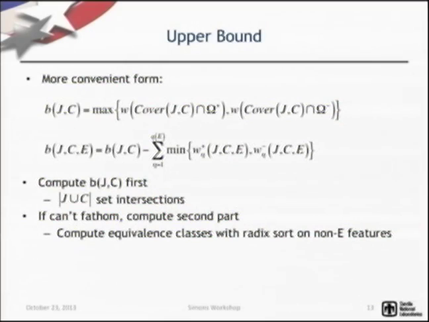Okay, and then there's a more convenient form here. A little bit of algebra, which I'm not going to put you to sleep with here, is that you can start off with the original weak bound and subtract this min per equivalence class. And the reason that we express it that way is that it's relatively easy to compute this initial part. You're just doing repetitive intersections of sets that get smaller and smaller and tends to be fairly fast. So if you can fathom the problem that way, if you already know the upper bound is so bad that you can throw it away, then you don't have to do the more complicated second part of it. And if you do need to, then you can do the second part.